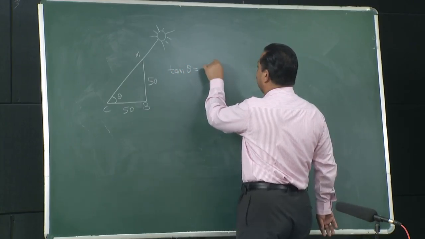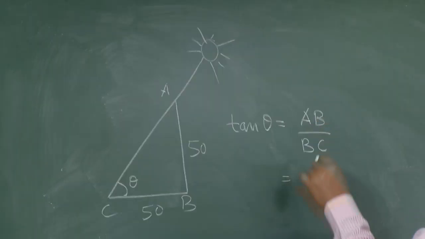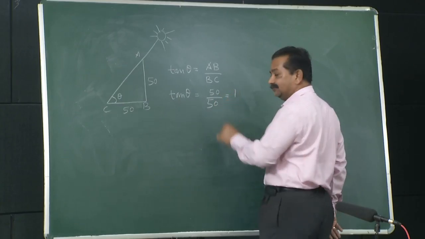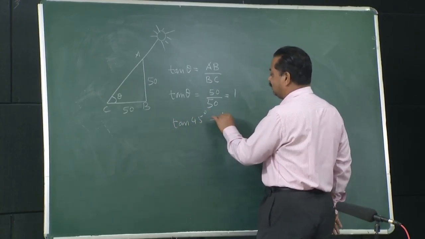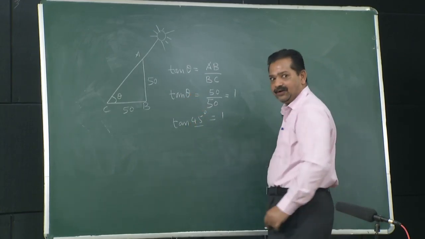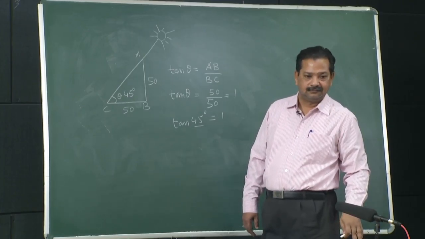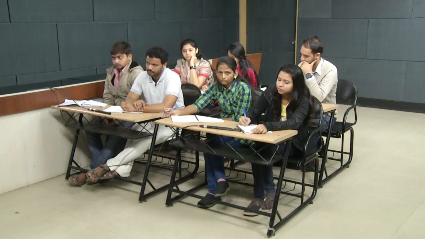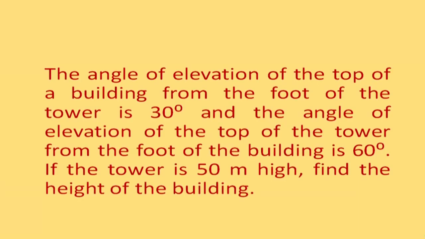Here, height is given, length is given. We have to find out the angle. Just now we had solved a problem that tan theta is equal to AB upon BC. And now we are given that AB is also 50 and BC is also 50. So your tan theta is equal to 1. So tan 45 degree is equal to 1. This we should know. So we know that theta is equal to 45 degree. 45. Okay. So next.